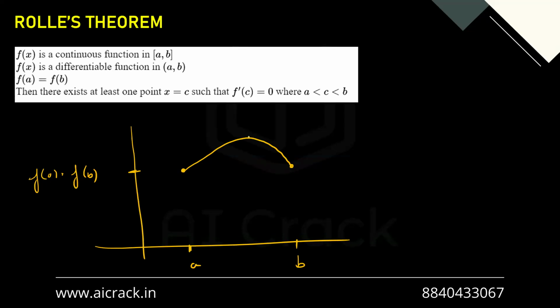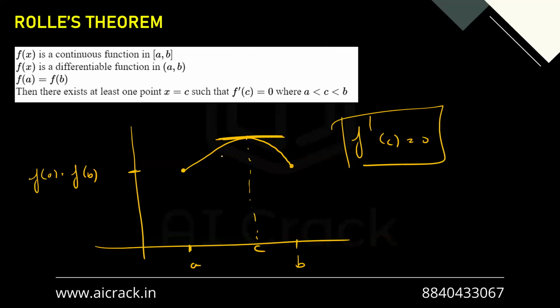Now we can see that at this particular point we have a local maxima, which implies that f'(c) equals 0. Let's say this point is c. So we can see that f'(c) equals 0 at that particular point because we have a local maxima. But it might be possible that we have drawn a curve which is enabling us to find this point, it might be a bias.